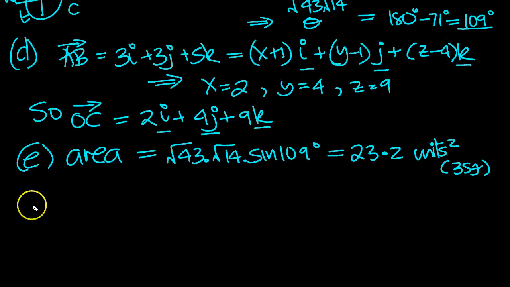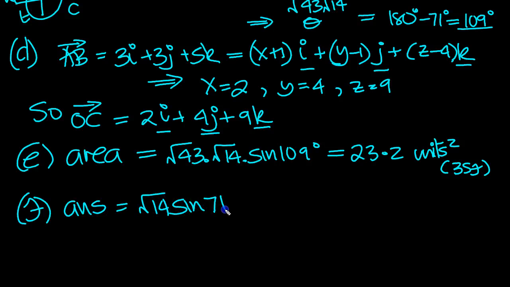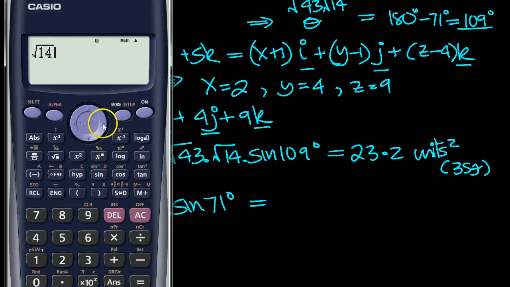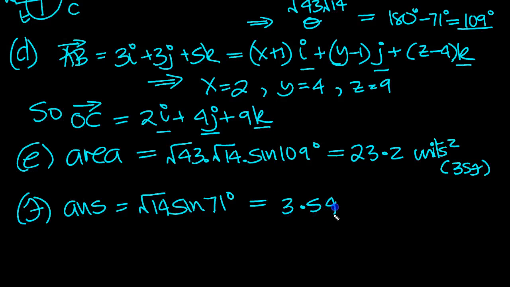So let's make room for that then. F, answer. The longest side of that triangle was root 14, and it was the sine of the angle 71 degrees. So just get that then. So it's root 14 times the sine of 71 degrees equals 3.54 to 3 significant figures. 3.54 units, because it's a length, and that was to 3 significant figures.